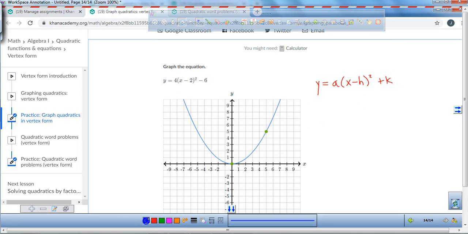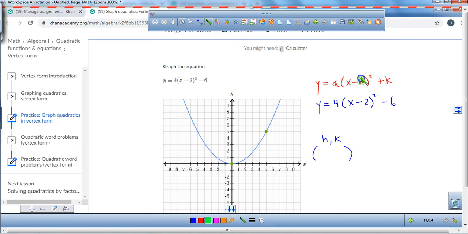I'm going to write this one directly underneath it. Here we go. Y equals 4, open parentheses, x minus 2, close parentheses squared, minus 6. So the first thing we're going to identify is the vertex. We're going to identify the h and the k value. So right now, looks like my h value is going to be right there at a 2. And my k value is going to be right there at a negative 6. All right, so I'm going to plot it at 2 and a negative 6. I'll plot it right there.